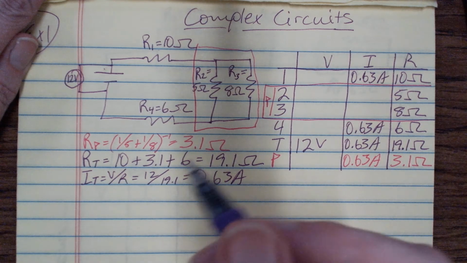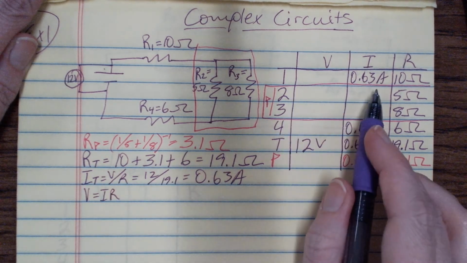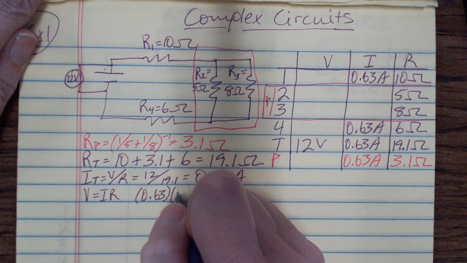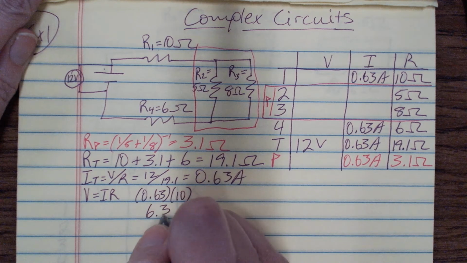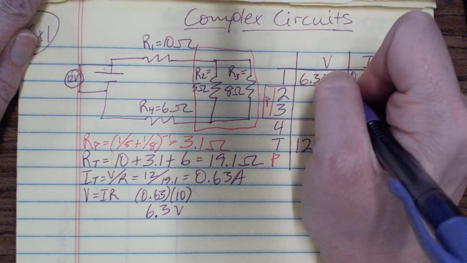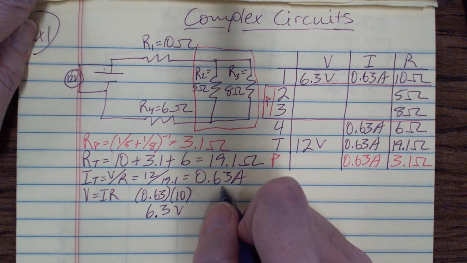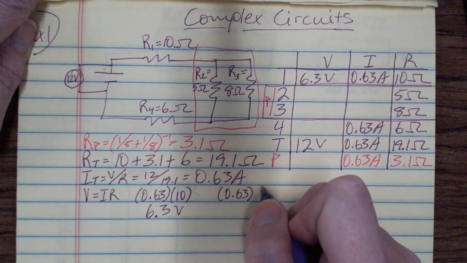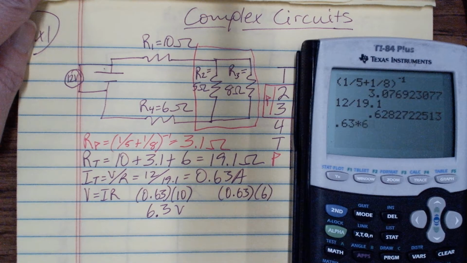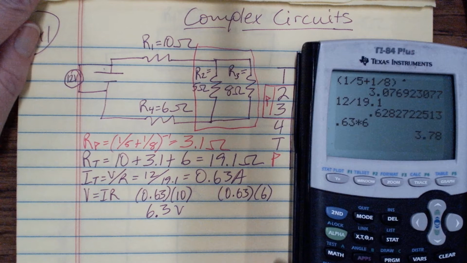So V equals IR. So for resistor 1, 0.63 times 10, which is 6.3 volts. Resistor number 4, 0.63 times 6. So about 3.8 volts.